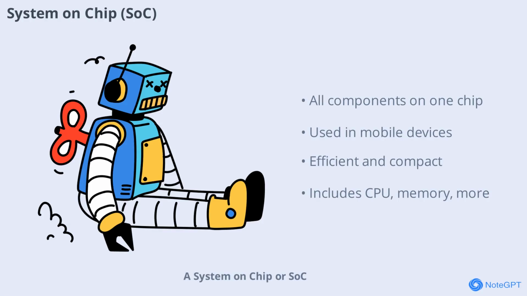System on chip, or SoC, integrates all major components of a computer onto a single chip. This includes the CPU, memory, storage controllers, and often graphics and networking units. SoCs are widely used in smartphones, tablets, and other compact devices, offering high performance and low power consumption in a small package.